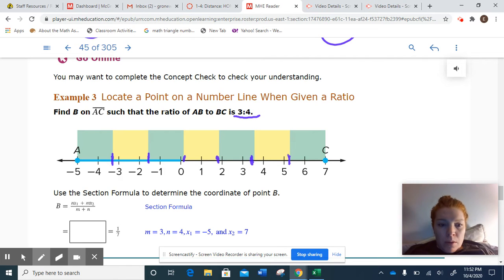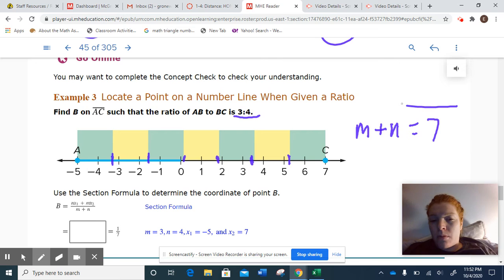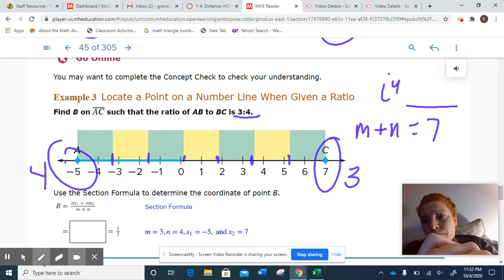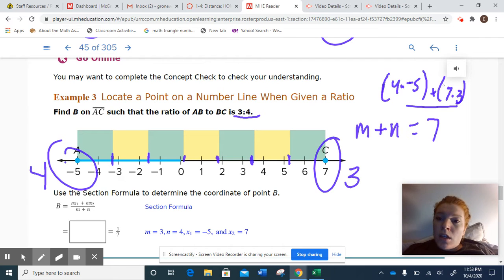So add the two ratios together, and that's going to give you 7. So m plus n is 7. That's the bottom of your new number that you're going to find. Now take your two endpoints and multiply them by the opposite version. So 4 is going to come over here, 3 is going to come over here. So 4 times -5, okay, 4 times -5. We're going to add it to the 7 times 3 and then see what we get. So we got -20 plus 21, which is 1/7.